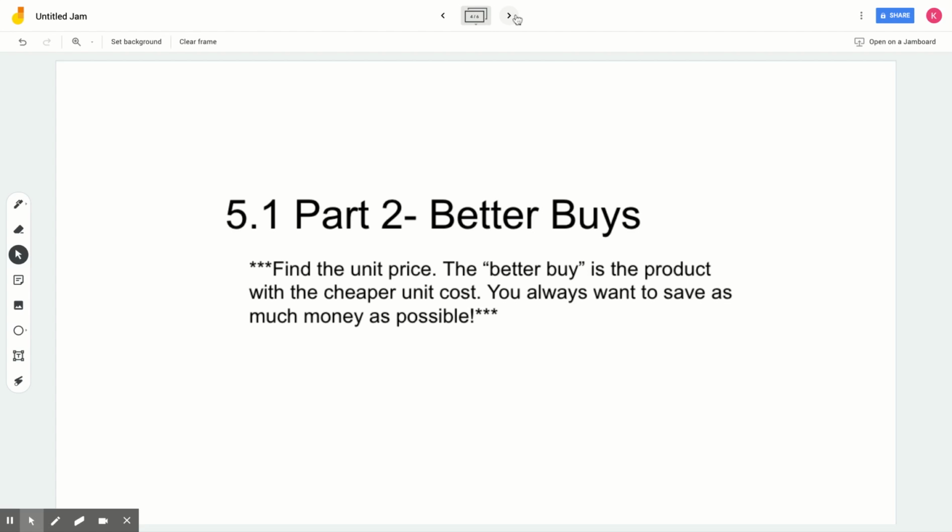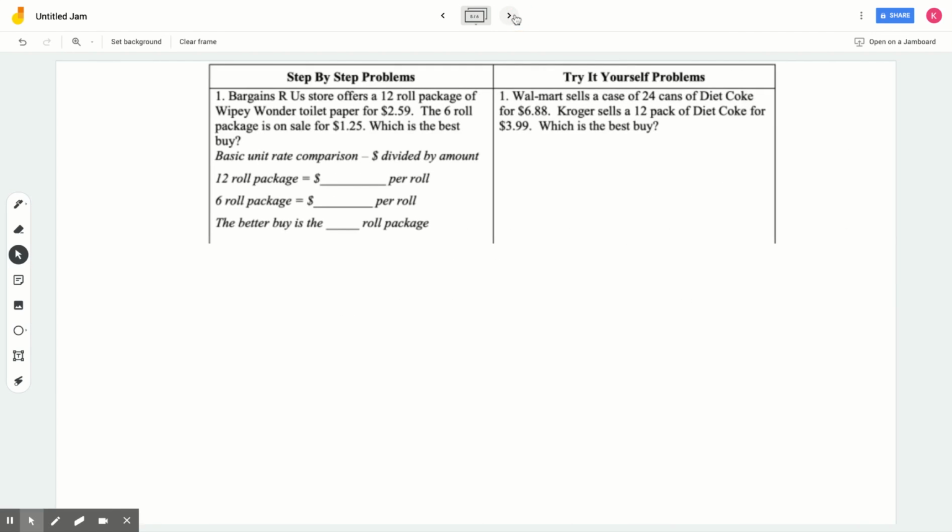So let's take a look at a few examples. Here it says Bargains R Us store offers a 12-roll package of Wipey Wonder toilet paper for $2.59. The 6-roll package is on sale for $1.25. Which is the better buy? The basic unit rate comparison is the dollar amount divided by the amount of rolls or items per package.